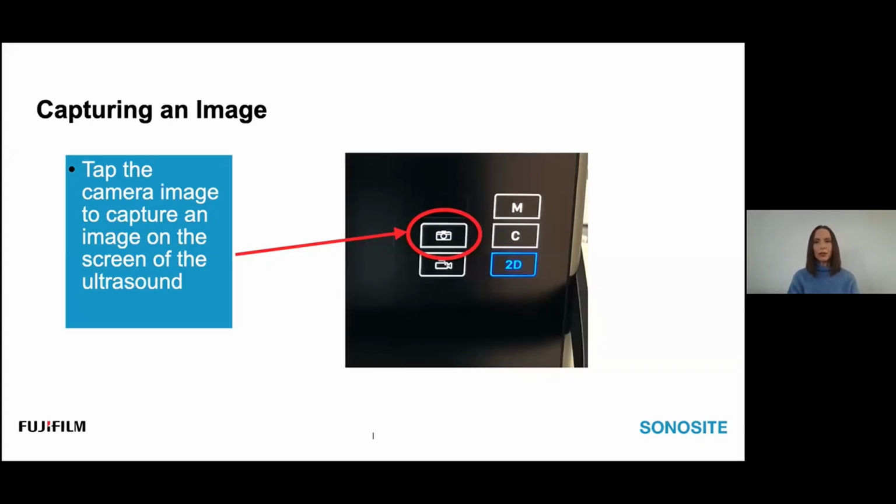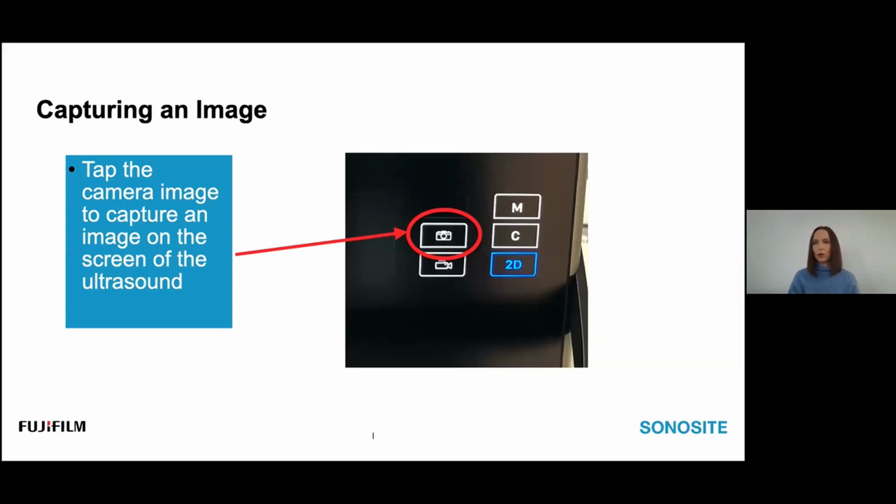So if you want to measure or capture an image, you can hit that freeze button. It'll hold your image still. And then you can hit the save image and the image will be saved to the ultrasound system. If you have the laptop style system from Sonosite, you will see the camera button and you'll have a save image button also along the bottom of the machine.